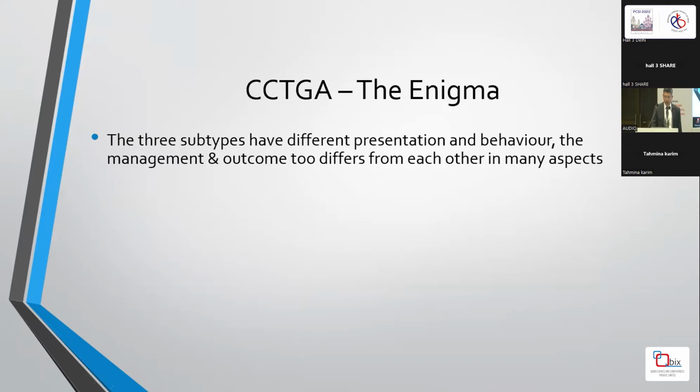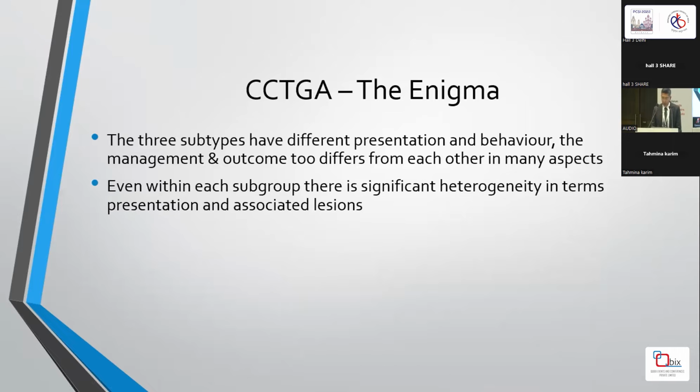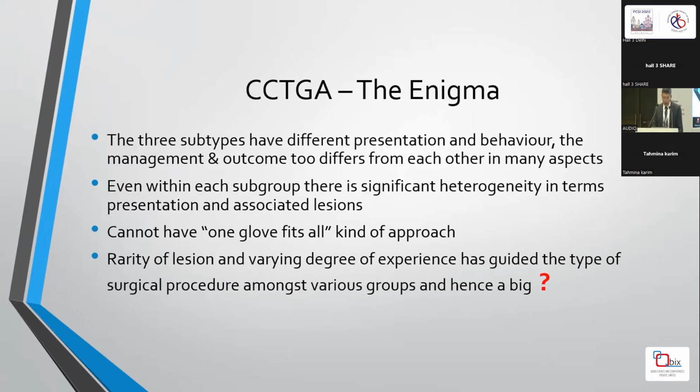So the 3 subtypes are not only different in their presentations, but also different in their management and in their outcomes. And each subtype can be associated with heterogeneity. So probably we cannot have a one-glove-fits-all kind of approach. And the rarity of the lesion is such that many sub-centers may not see it often, so we have different types of strategies in different institutions. Hence, there is a big confusion about what to do for each given patient.